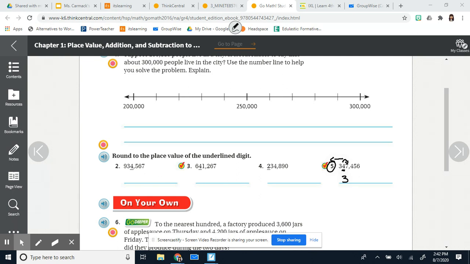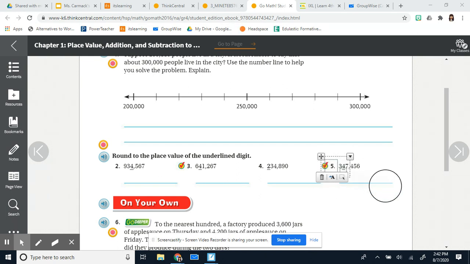Now, we're going to look at the number next to our 4. It's a 7. 7 is less than or greater than 5? Well, it's greater than 5. So that means the 4 is going to go up to 5. Okay? Now that we've rounded our 4 up, everything else is going to become a 0. 350,000. Nice round number, lots of zeros.